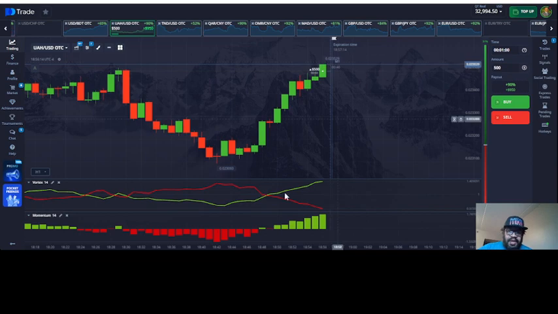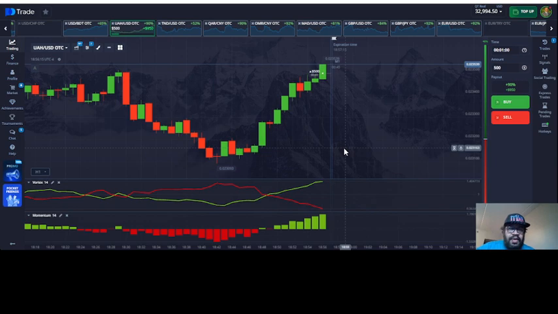Then look at this. You see the vortex, the separation of the vortex lines here, the divergence I previously mentioned. And if you look at the momentum indicator here, the bars are printing above the zero line and they're increasing in length. So these three confluences suggest a continued bullish push to the upside in the price of the currency pair over the next 60 seconds. So let's monitor this trade and wait for the expiration here.